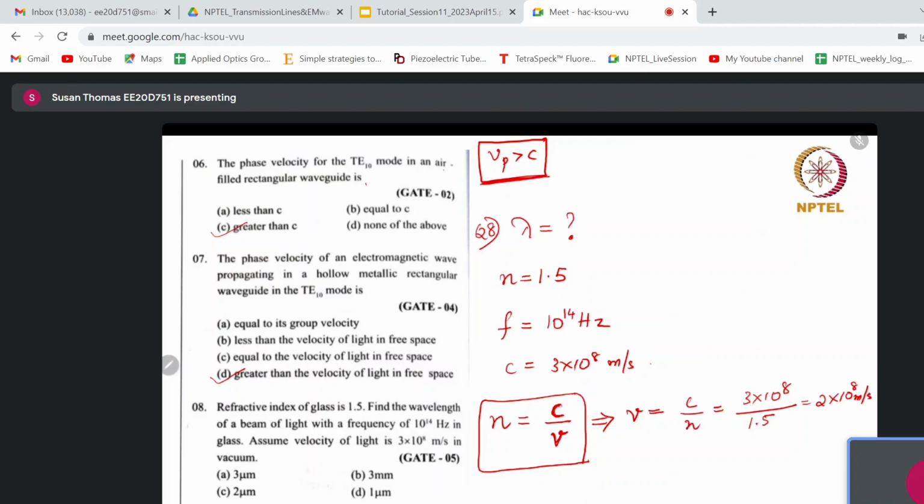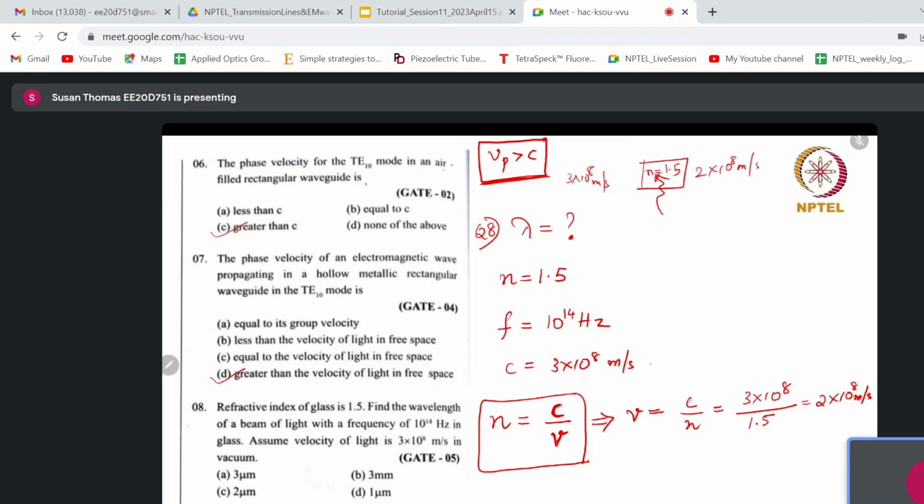You see? So in vacuum, the speed is 3 into 10 power 8 meter per second. Whereas if the light beam passed through a glass of refractive index 1.5, then the speed is 2 into 10 power 8 meter per second.